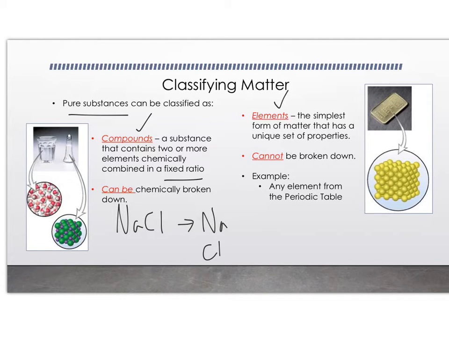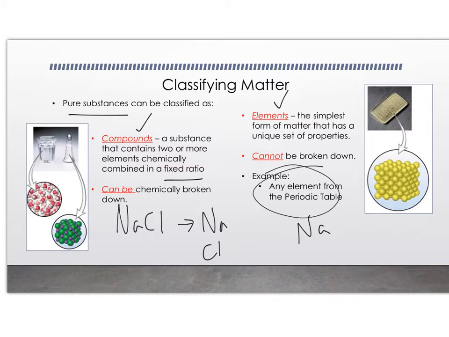However, elements are the simplest form of matter that has a unique set of properties. You cannot break down elements. So if I have sodium here, you cannot break sodium down to anything smaller unless you break it on an absolute molecular level down to the protons, neutrons, and electrons. But in terms of classifying matter, you cannot break elements into something smaller.